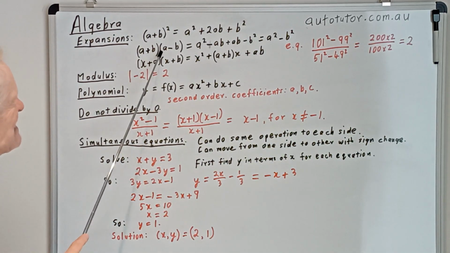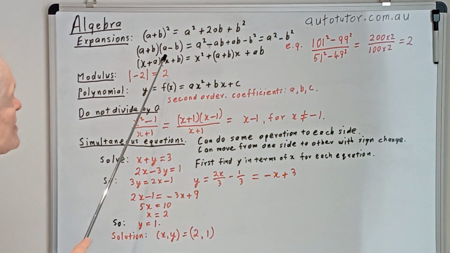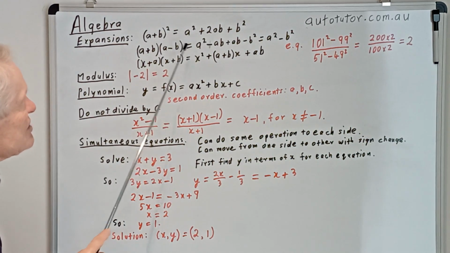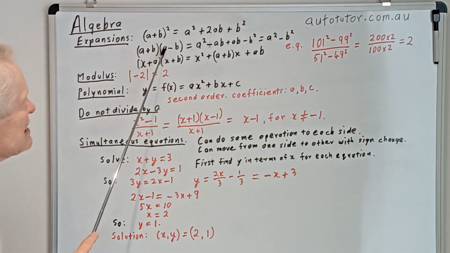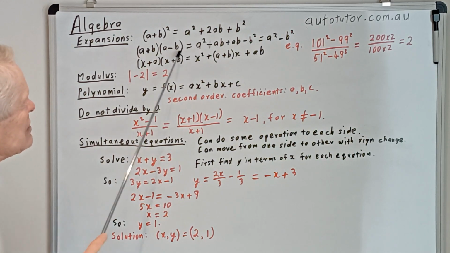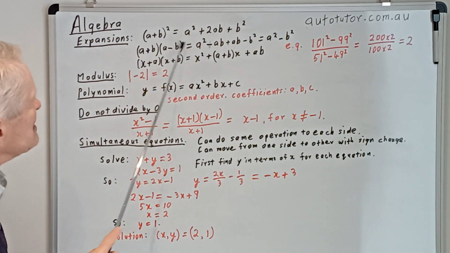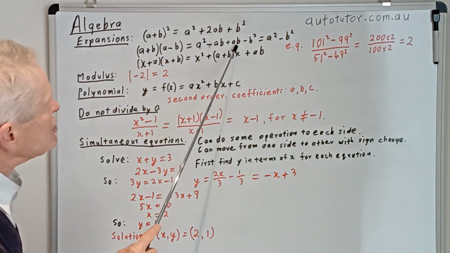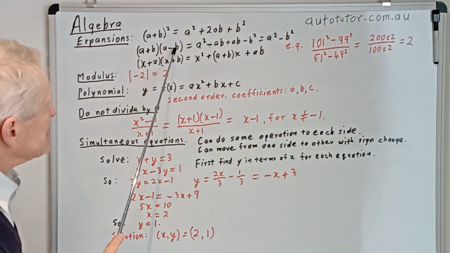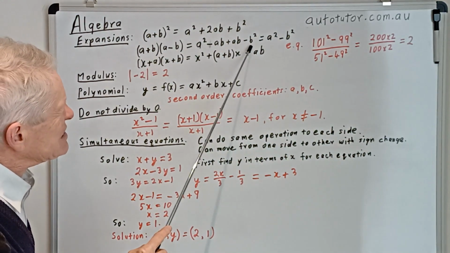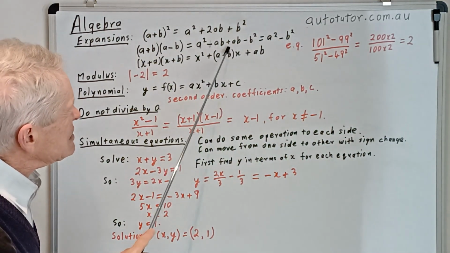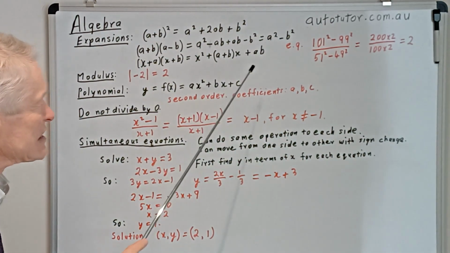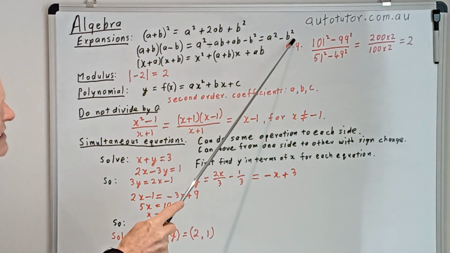(a + b)(a - b), multiplying out the terms in order. So a by a is a squared, a by minus b gives you minus ab, b by a gives you ab, and b by minus b gives you minus b squared. Minus ab and ab cancel, so you have a squared minus b squared.